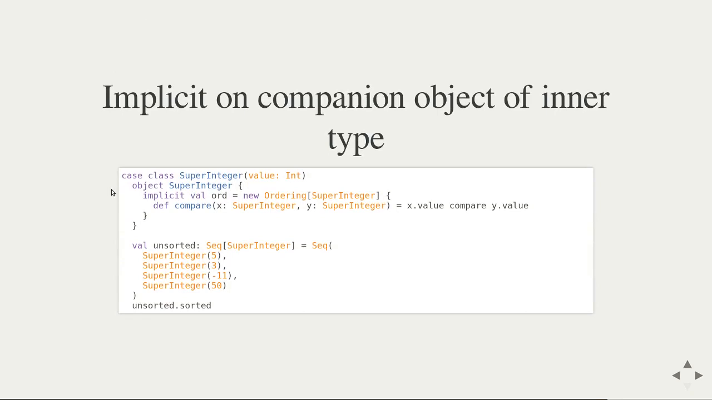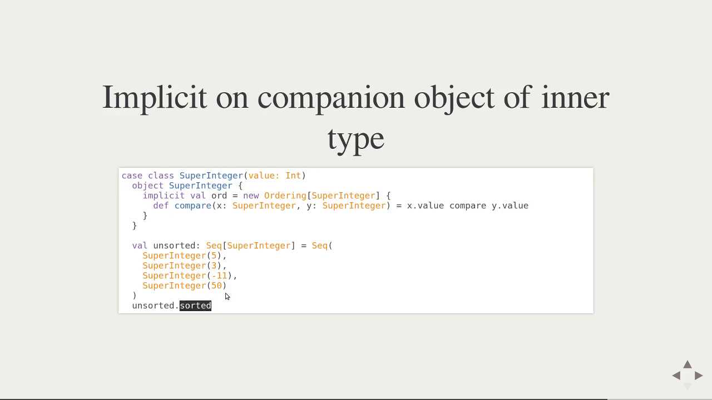Okay, this one is really a little bit convoluted. Implicits on the companion object of inner types. So I have super integer, a companion object which defines an implicit ordering of super integer. And again, an ordering knows how to say, I'm greater than you, I'm less than you, I'm equal to you. I have an unsorted sequence of super integers of various numbers, and I want to call sorted on them.